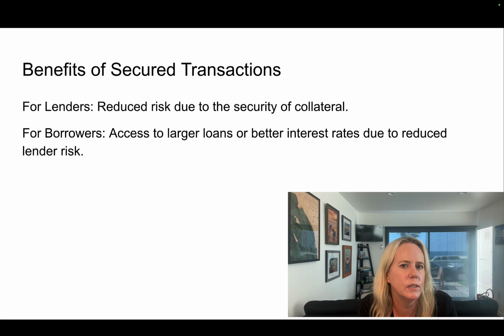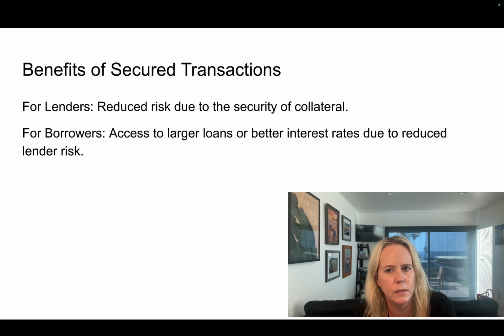So what are the benefits of secured transactions? Well, for lenders, there is reduced risk in providing the loan because they have an interest in the collateral. The collateral for my car, really? The title belongs to the lender until I pay the car off. So really, the car is theirs until I finish making all the payments. I have an interest in the car, but it's really theirs. And for borrowers, it gives access to larger loans or better interest rates through reduced lender risk because the lender has the interest in the collateral.